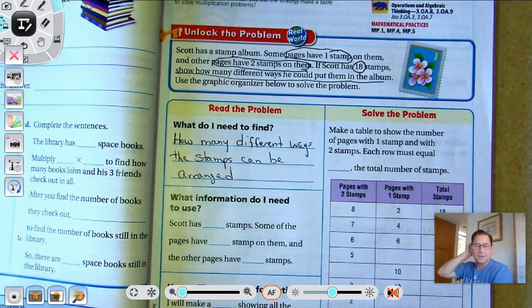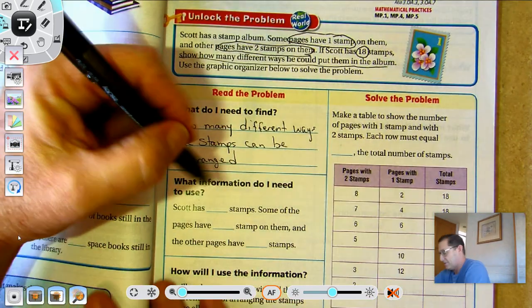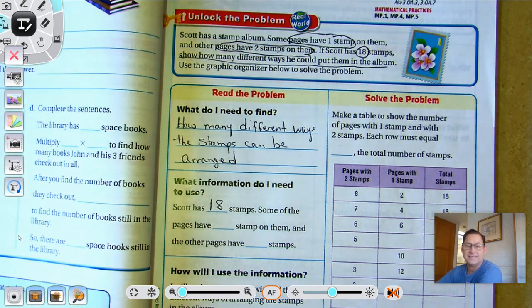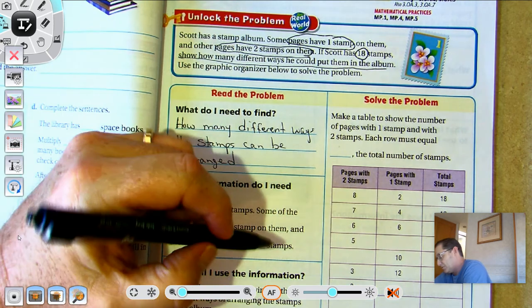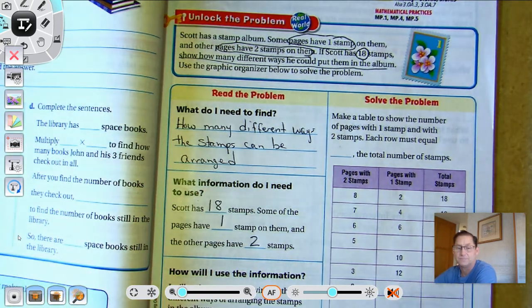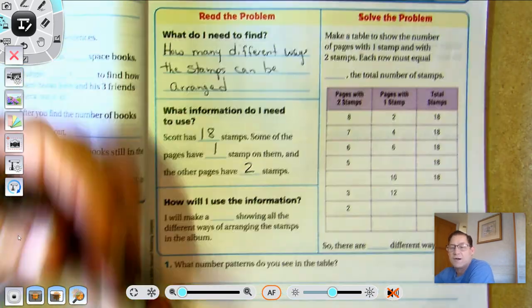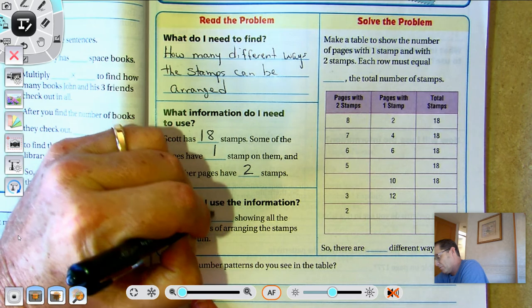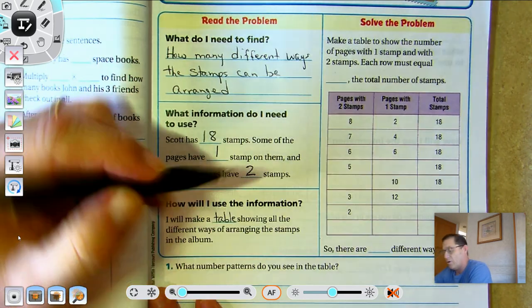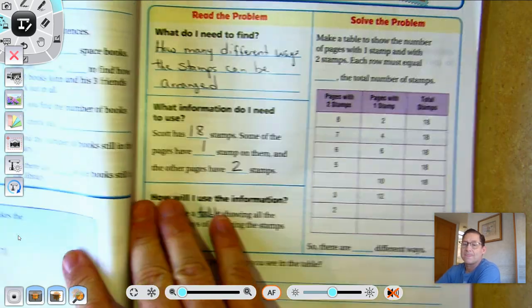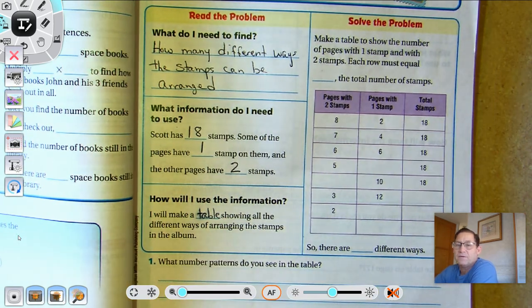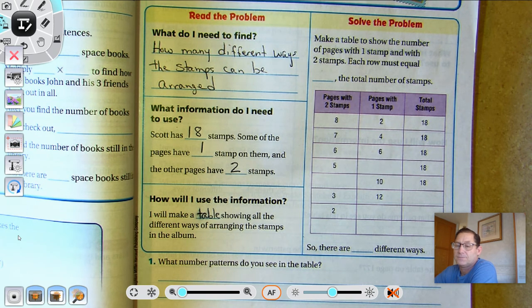All right. What information do I need? I need to use that he has 18 stamps. Some of the pages will have one stamp on them, and other pages will have two stamps on them. How will you use the information? Well, we're practicing making a table, so I will make a table showing all the different ways of arranging the stamps. All right, so to make a table to show the number of pages with one stamp and two stamps, each row must equal 18.